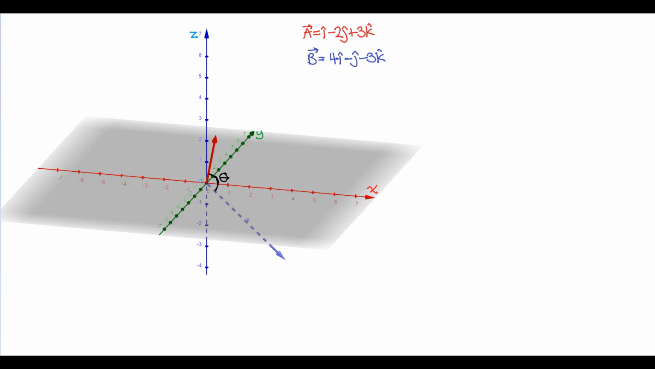Hello physicists! Today in this video we're going to show one of the many ways in which vectors can be utilized. In this specific problem we're going to find the angle between two vectors. Vector A, which is denoted in unit vector notation by i minus 2j plus 3k, and vector B, which is denoted by 4i minus j minus 3k.